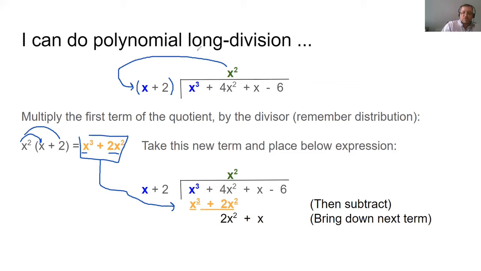Okay, so let's walk through that. I take the x squared term, multiply it by the x plus 2. Remember distribution, don't forget that. I obtain this number here and I put it under there. And then all I do is subtract. So I put my minus, parentheses. This minus this is 0. It will always be 0 because you're getting rid of that. 4 minus 2 is 2. And I bring down the x. Okay, that's the pattern that we're doing. That is the exact pattern. So what we're going to do next is the same pattern.